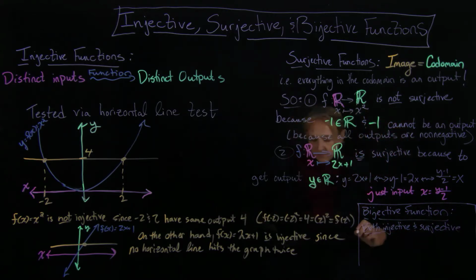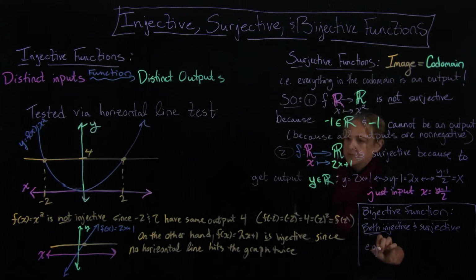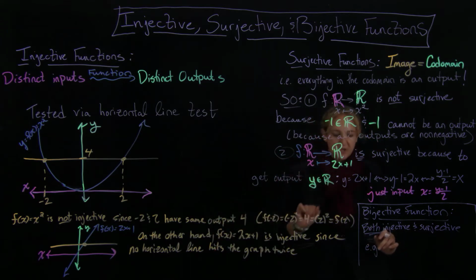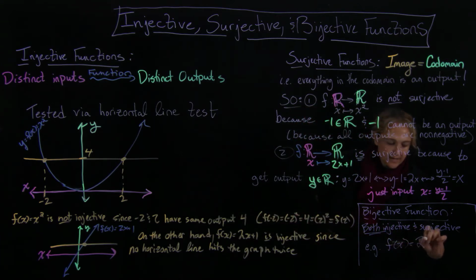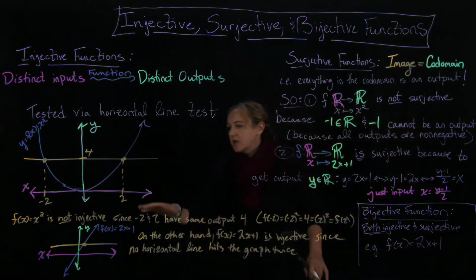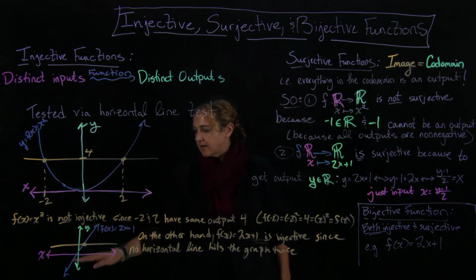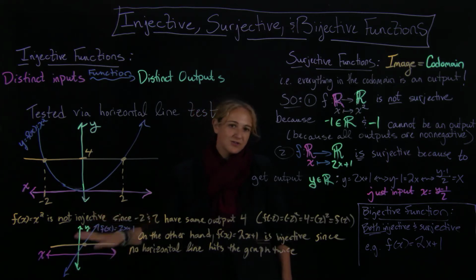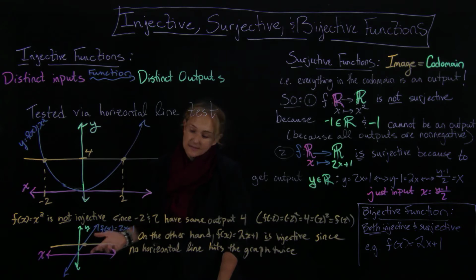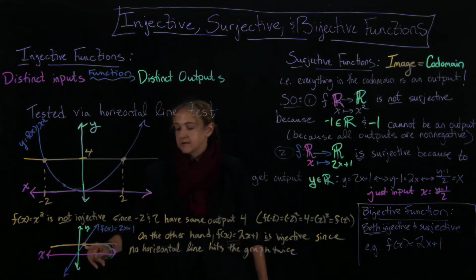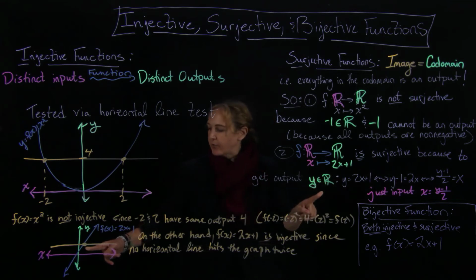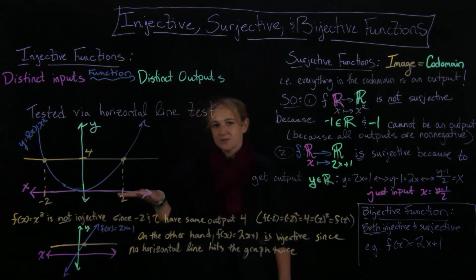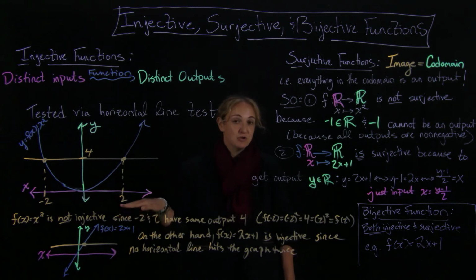For example, we use the same function here, and we were able to see that it's both injective and surjective. We have the function f of x equals 2x plus 1. We knew that it was injective because it passed the horizontal line test: no matter which horizontal line you chose, you only intersected once, never more than once. And then it was surjective, and you could work backwards to find the input that you'd want to get whichever output you want. Or you could see that no matter where I put the horizontal line, I do hit the graph once.